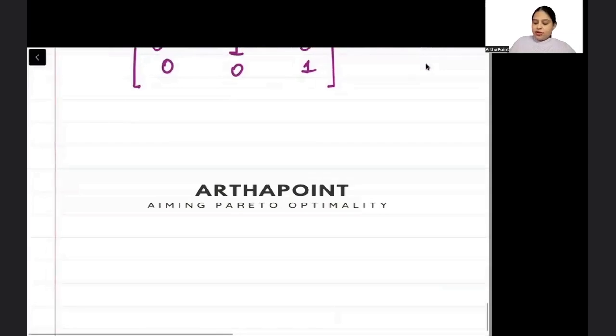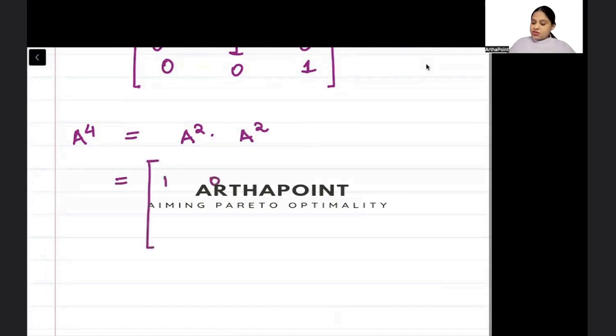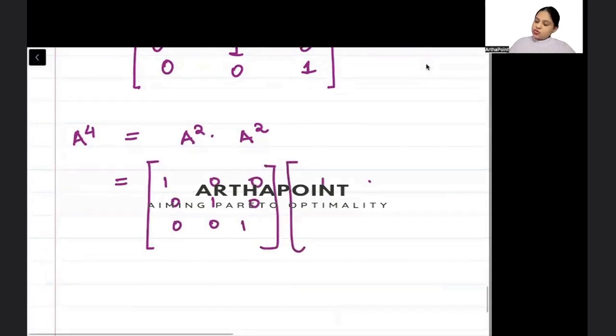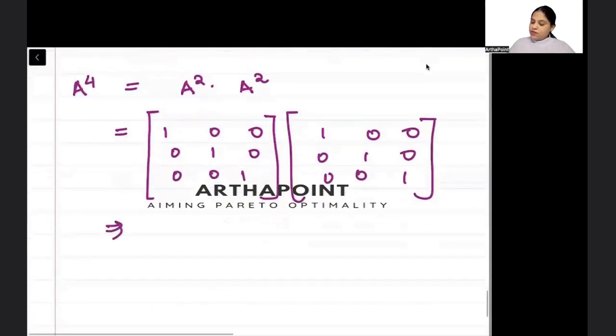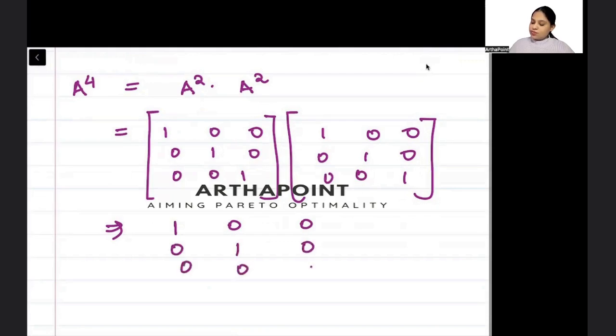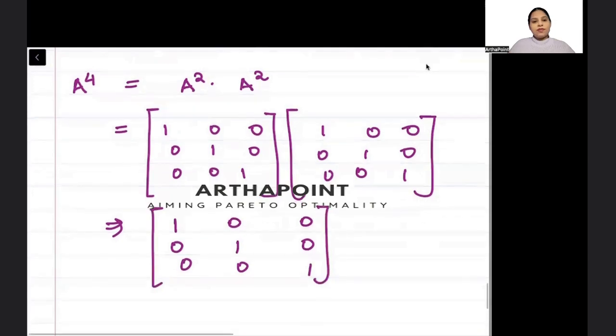तो बेटा एक बात बताओ, what will be A to the power 4? It will be A square into A square, right? 1 0 0, 0 1 0, 0 0 1 into 1 0 0, 0 1 0, 0 0 1. तो बेटा what will you get? You will get this only, the identity matrix. Please verify. है ना, ये हो गया A to the power 4.